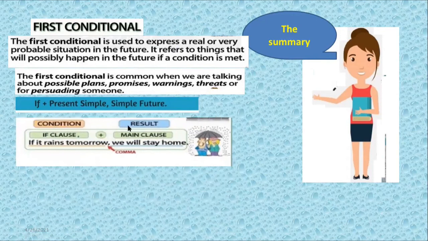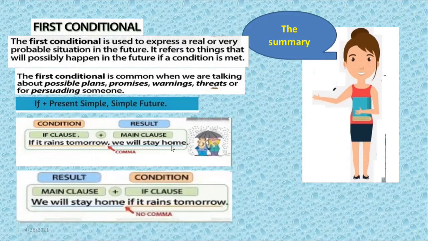Condition and result. If clause and main clause. If it rains tomorrow, comma, we will stay home. Result or main clause, condition if clause. We will stay home if it rains tomorrow.